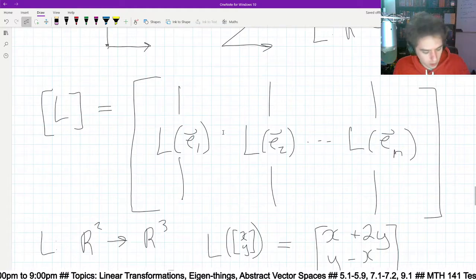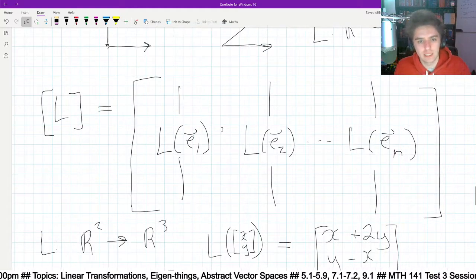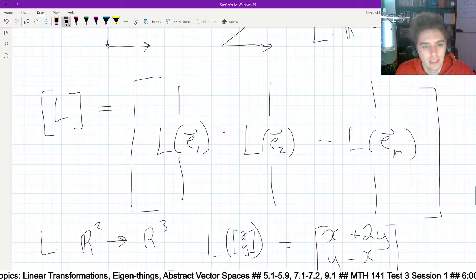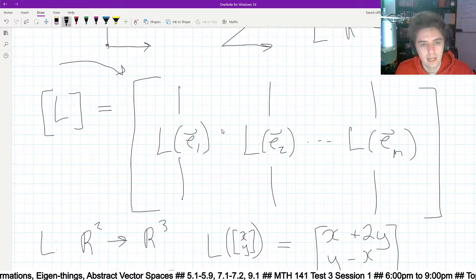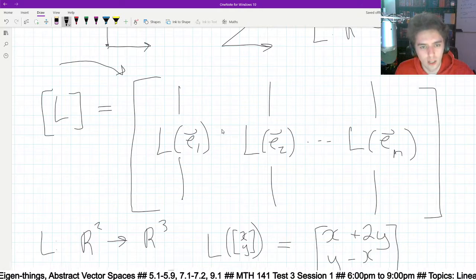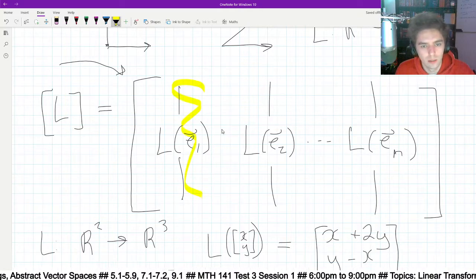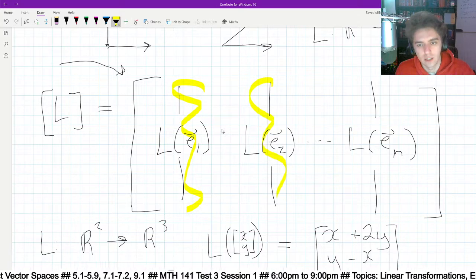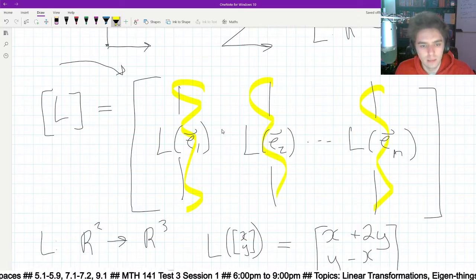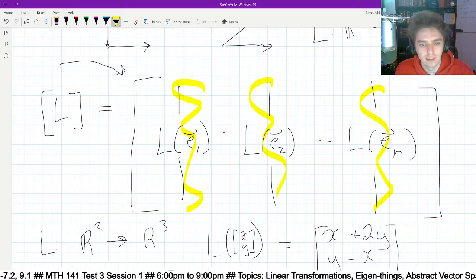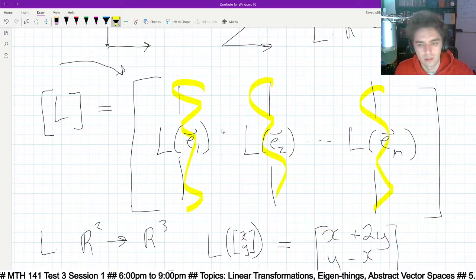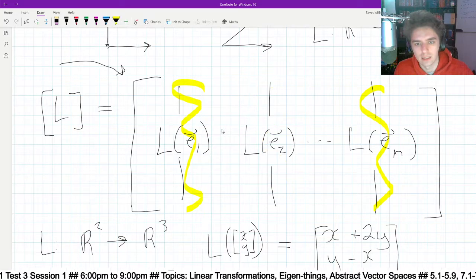Yeah. So all that's saying is that the matrix representation of L, the transformation L, is another matrix. That's what the square brackets mean, where this whole thing is one column, this is another column, this is another column. Each of the columns is just L of the standard basis vectors in order: 1, 2, and then up to n, whatever n is.